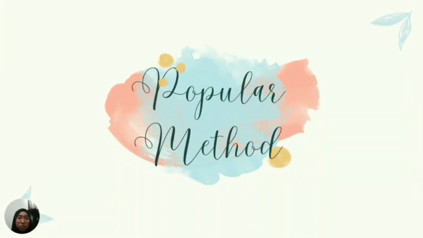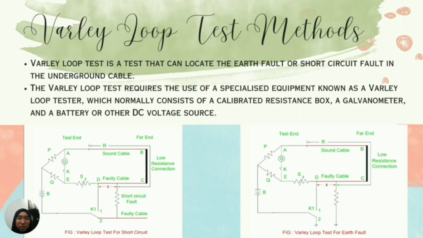Okay, so here we go to the popular method, the Valley loop test method. The Valley loop test is a test that can locate an earth fault or short circuit fault in an underground cable. It is a technique for determining the insulation resistance of a cable. The test works by applying a direct current voltage between the two ends of the cable and measuring the resulting current flow. The voltage and the current are used to compute the insulation resistance.